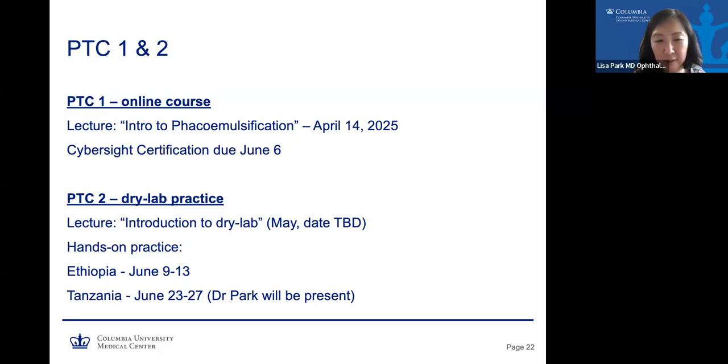The second phase is the dry lab practice and wet lab practice. We'll be giving a lecture in May to introduce those kits to you. And then the hands-on practice is scheduled for June. In Ethiopia, I believe it's June 9th through 13th. And in Tanzania, this will be performed after the TOS Congress in June. And so I will be joining you there. I will be there June 23rd to 27th. So I look forward to sitting next to you and performing some of that practice with you.